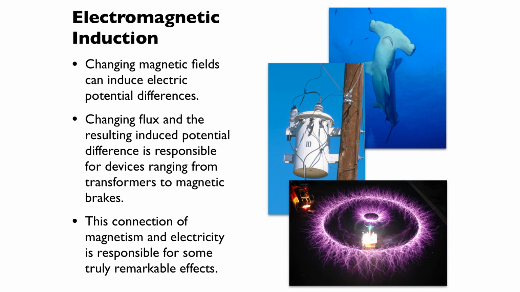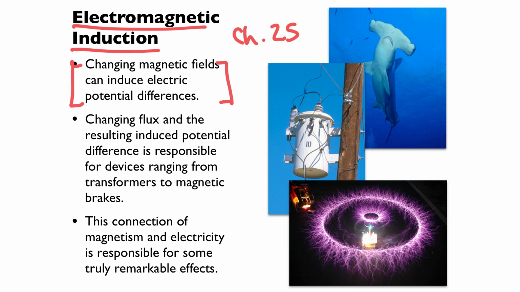Okay, it's Brian, and this week we're talking about Chapter 25. Chapter 25 in the textbook has two topics in it. The first is electromagnetic induction, and the idea is this: changing magnetic fields can induce electric potential differences. We'll talk about things related to that.